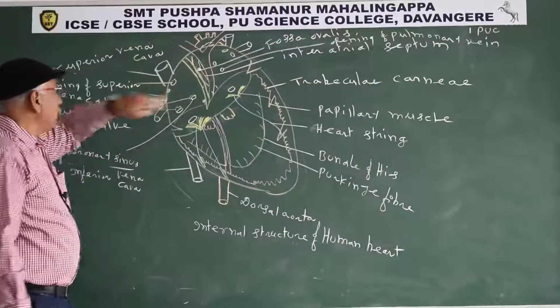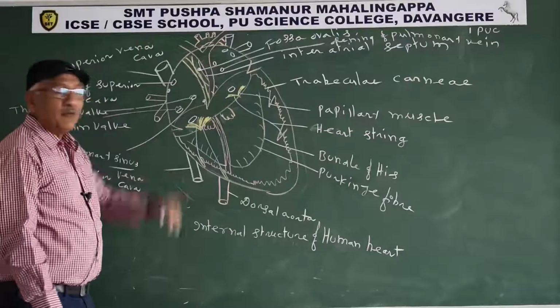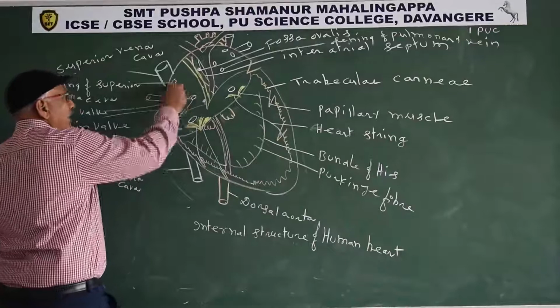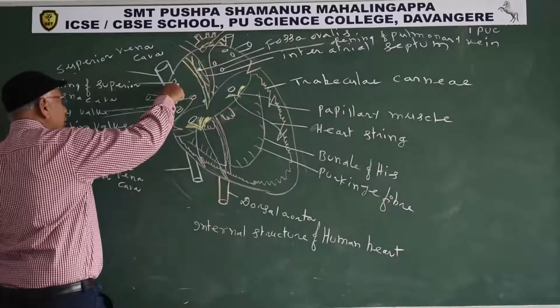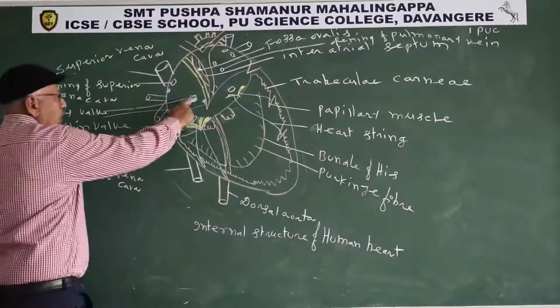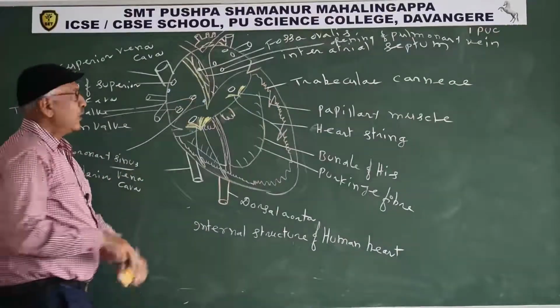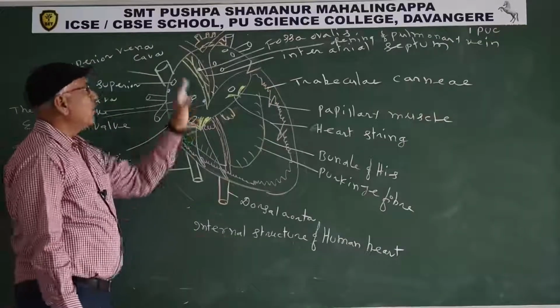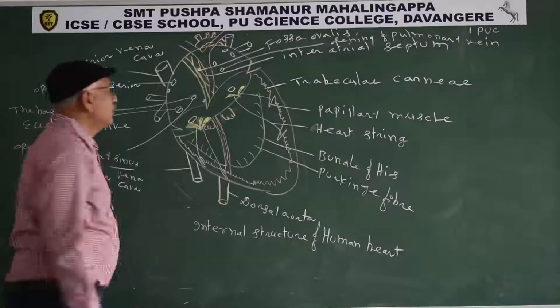So the right atrium receives deoxygenated blood, and the left atrium receives oxygenated blood. The right atrium contains 3 openings: the opening of the superior vena cava, the opening of the inferior vena cava, and the opening of the coronary sinus. The left atrium contains 4 openings: the openings of the 4 pulmonary veins.